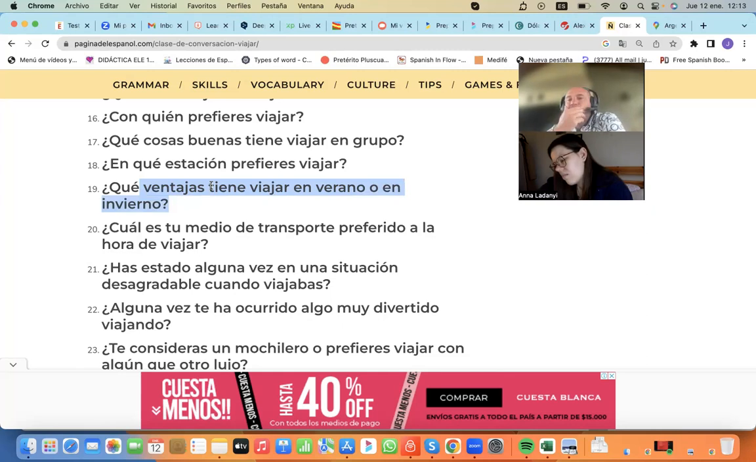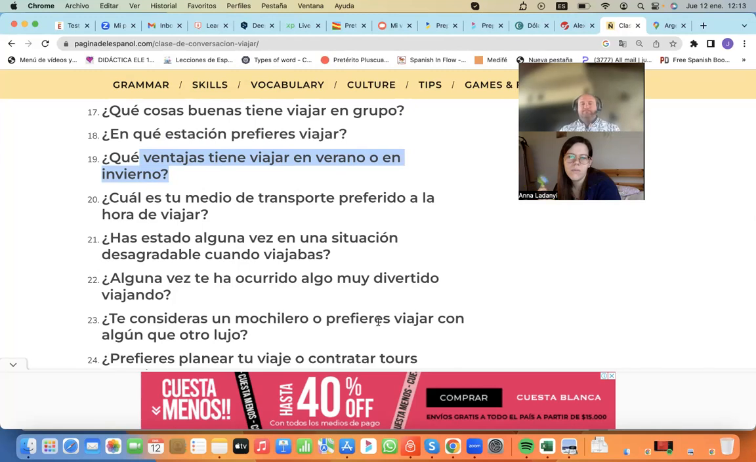En verano es muy fácil y bien tiempo as well. It's a nice weather. Yes, hace buen tiempo, hace buen tiempo.